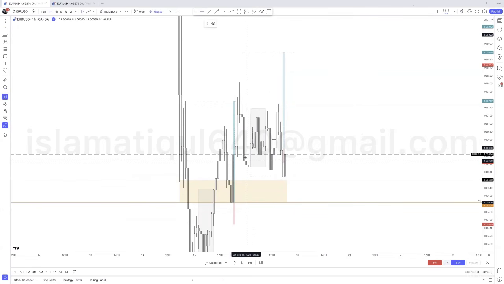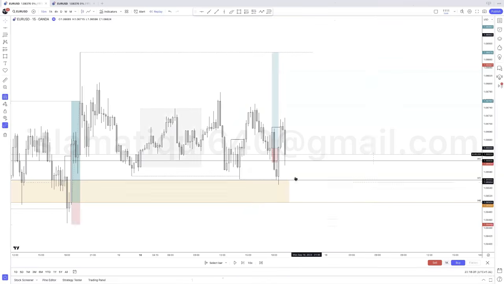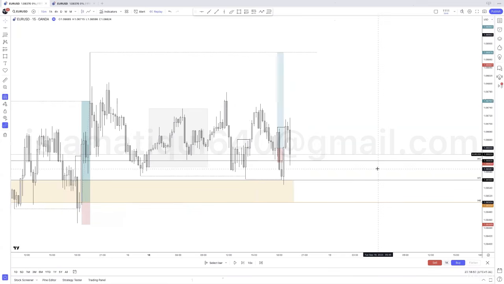Might be able to enter somewhere here. Let's see. Wanted to include this rejection. We had the stop hunt. We had a breakout structure on the M15. The market's coming down, filled that little imbalance, gave us a rejection. Looks good now. Now what I'm going to do is I'm going to buy it.